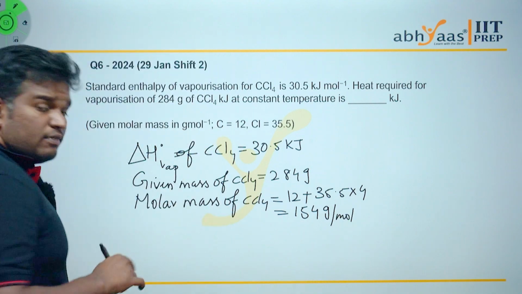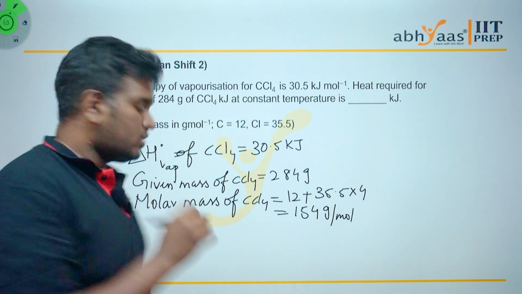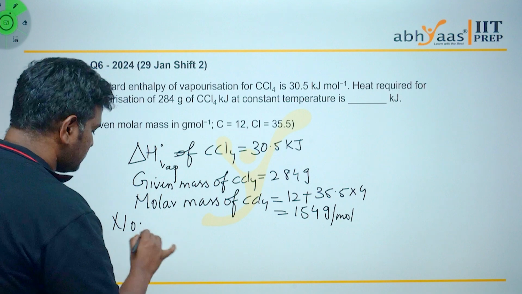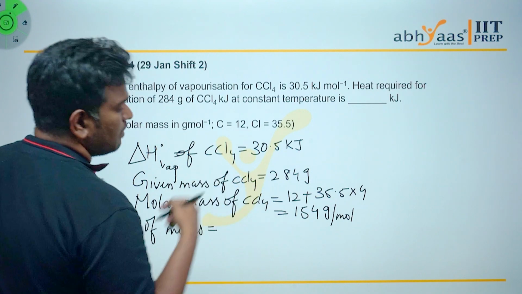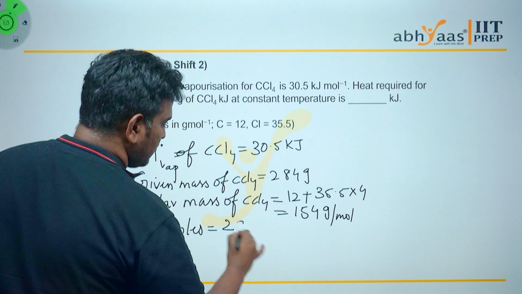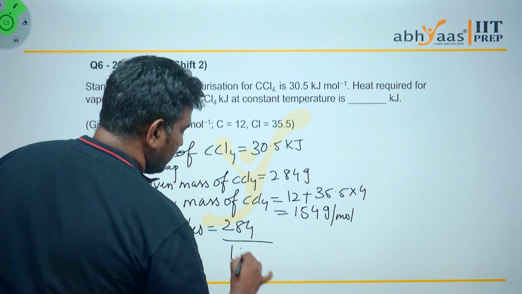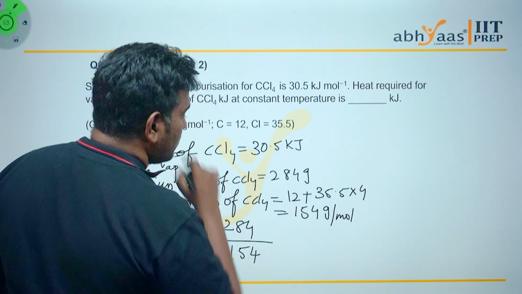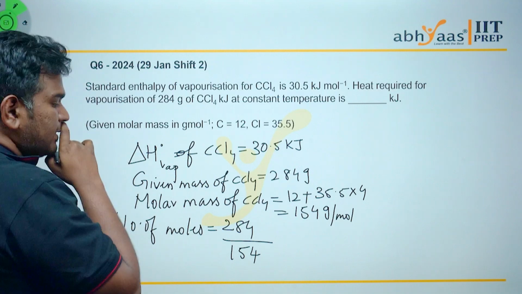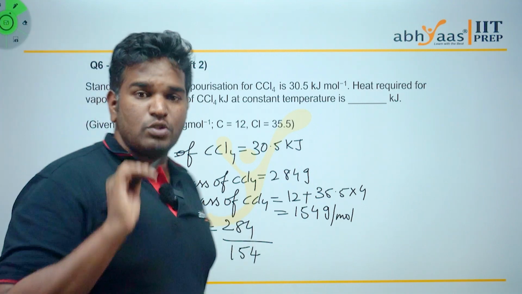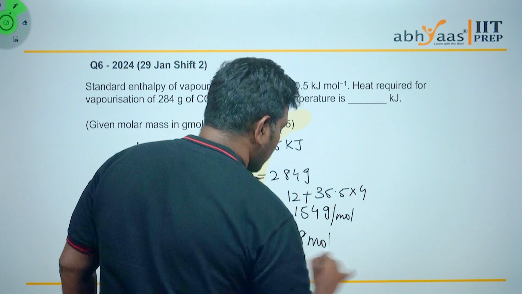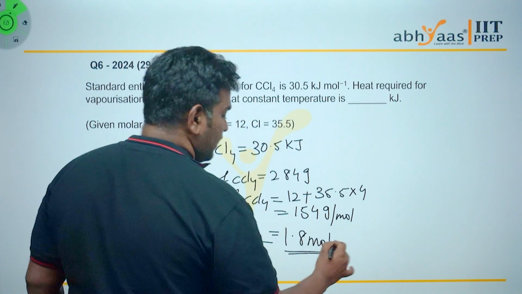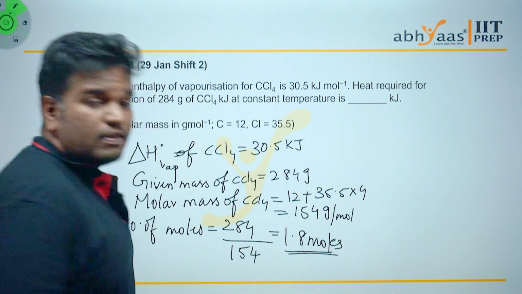Now from here, we have to find out the number of moles. So number of moles equal to what? Given mass by molar mass. So given mass is 284 divided by 154. So here you will be getting a value which will be little under 2, that is 1.8. So we are having 1.8 moles. Okay, we are having 1.8 moles of CCl4.